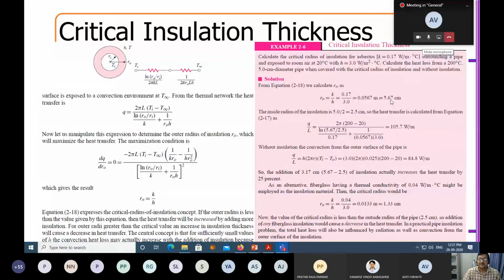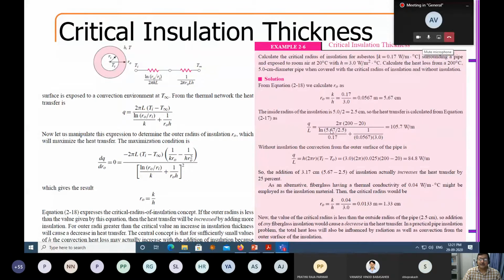The inside radius of insulation is how much? 5 by 2, that is 2.5 centimeter. So this Ri, you can see that this is 5 divided by 2, that is 2.5 centimeter, right?